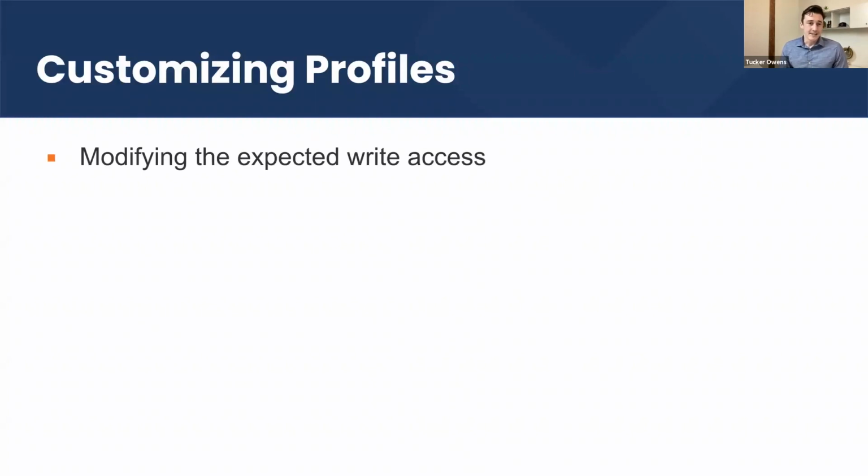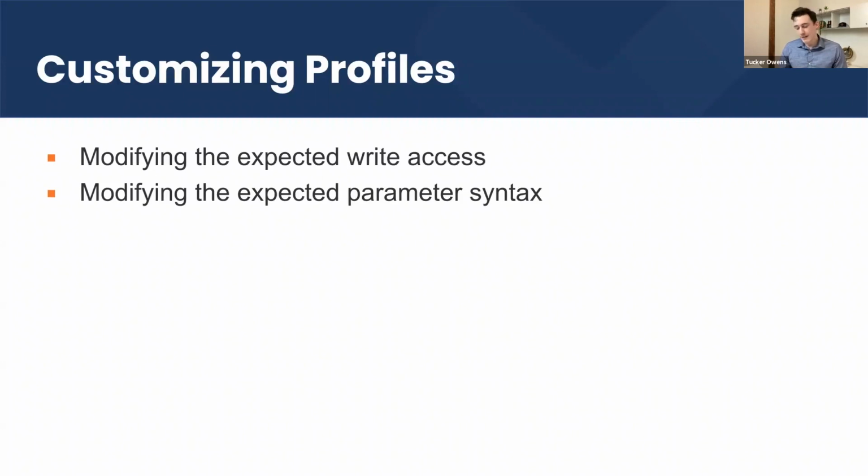Like I said, sometimes you want to modify the write access. Sometimes you want to tweak the parameter syntax. Who knows? Maybe it turns out that the minimal length for a string for one of the parameters in your data model is far too short.